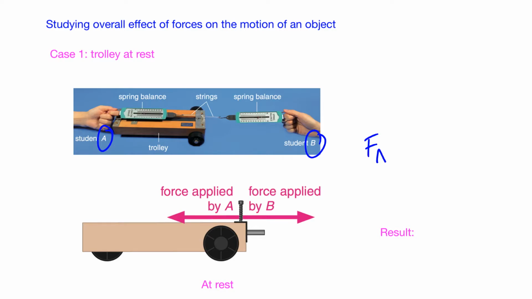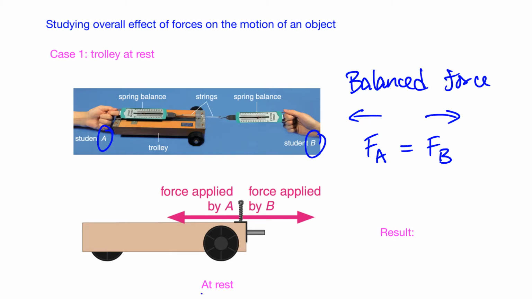And we know that the force by A is equal to the force by B. Because force A is towards the left and force B is towards the right, they are the same. So we call this a balanced force. When an object is at rest and there is a balanced force, A towards left, B towards right, this balanced force A cancels B. So the result is that the trolley at the end will still be at rest.